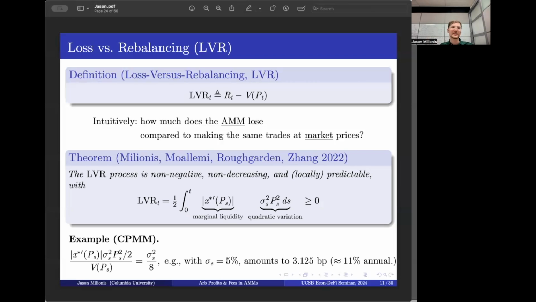And so, for example, this means that if you have a daily volatility of, let's say, 5%, then the portfolio loss to the liquidity providers due to adverse selection costs is going to roughly amount to 3 basis points of their portfolio value. So they're basically going to lose an annualized factor of roughly 11% of their portfolio assets.